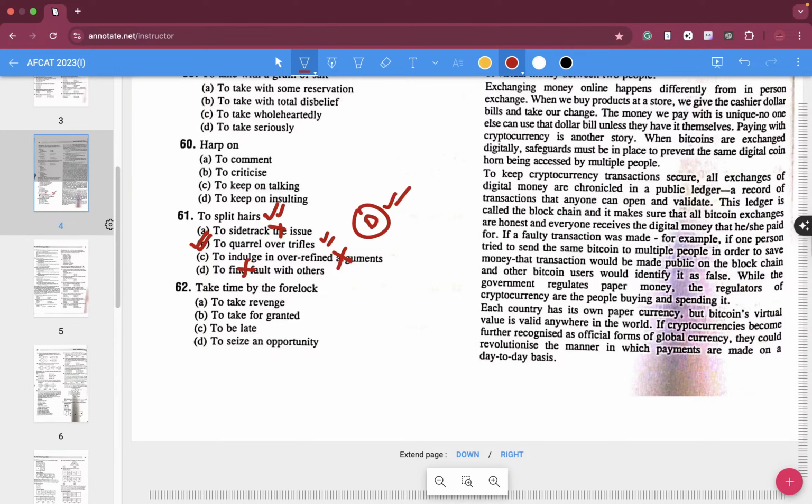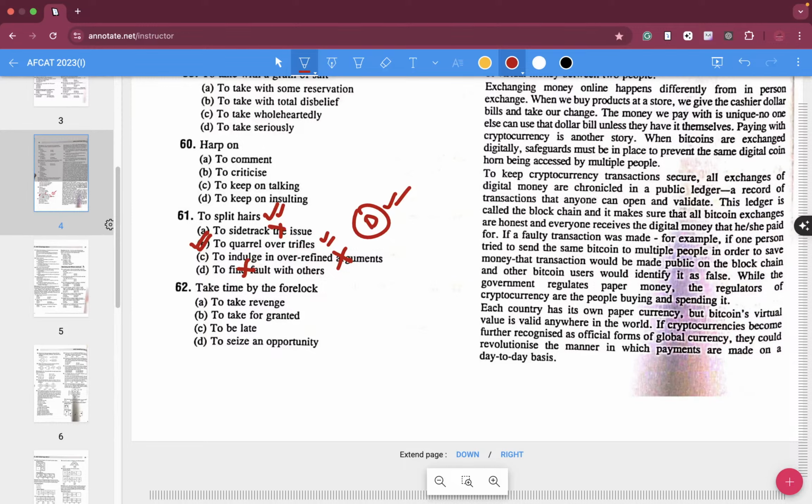Take time by forelock. Take time by forelock means what? To take revenge, or to take for granted, to be late, or to seize an opportunity? What do you guys think? For question number 62, take time by the forelock.